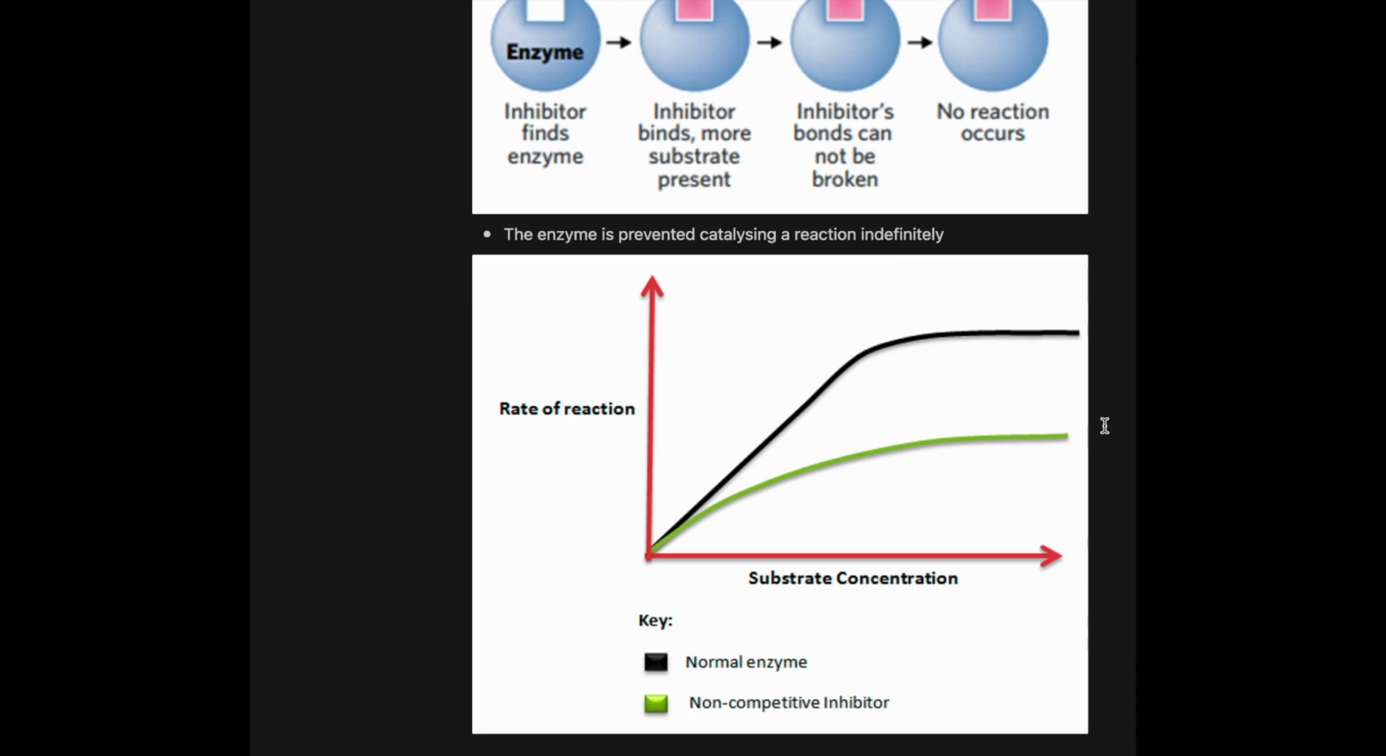So here's another graph that we can use to visualize this. This is a normal enzyme without any inhibitor. Like we discussed, the rate increases as substrate concentration increases, but eventually reaches a saturation point at which it plateaus. But in the case of a non-competitive inhibitor, it plateaus much earlier as a result of this irreversible inhibitor forming a strong covalent bond with the active site that prevents the substrate from binding, meaning that it plateaus prematurely.